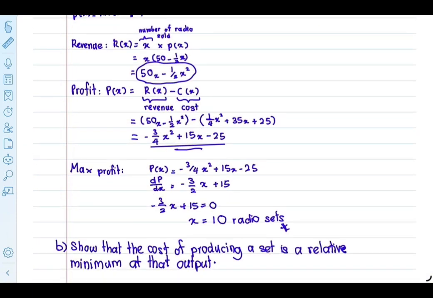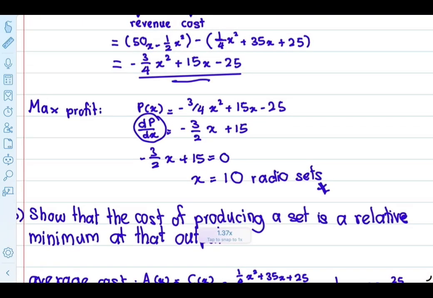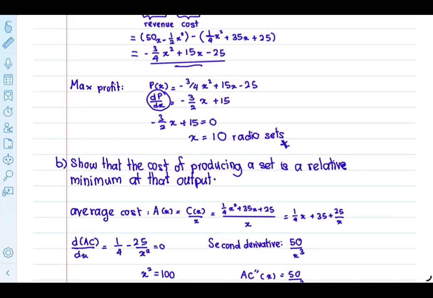To calculate the max profit, we simply have to differentiate. As we can see here is dP/dx. Then we set it equal to 0. So then we get that x is equal to 10 radio sets. Now for part B, show that the cost of producing a set is a relative minimum at that output.